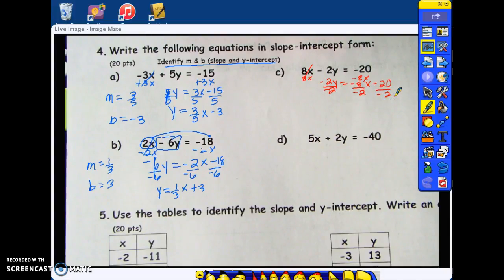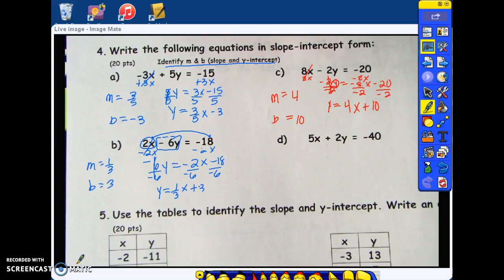Negative 2 divided by negative 2 is 1. So that leaves me with y. Negative 8 divided by negative 2 is 4. Bring down your x. And negative 20 divided by negative 2 is positive 10. So m is the number in front of x, that is 4. B is the number at the end by itself, which is 10.